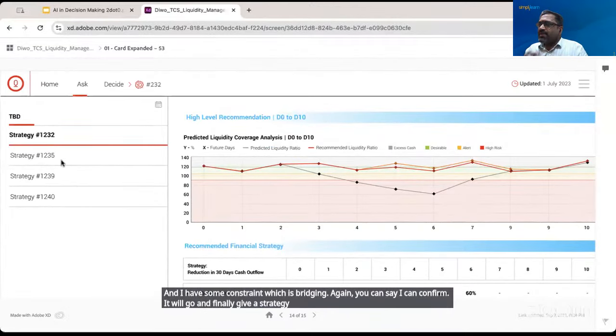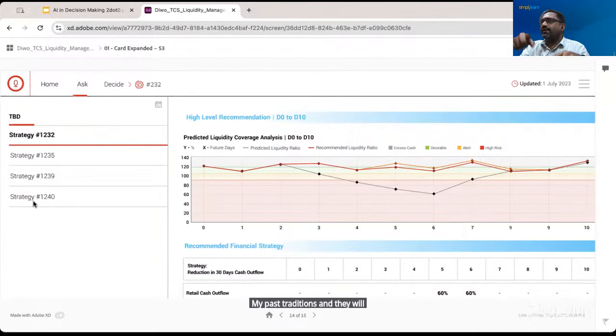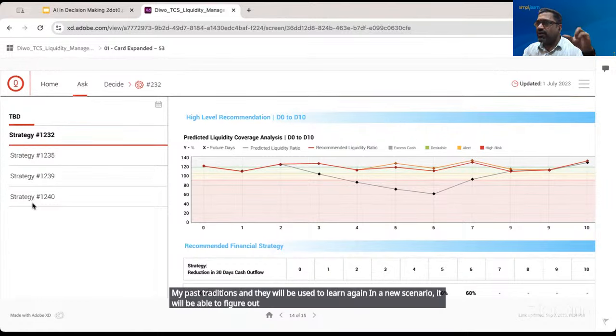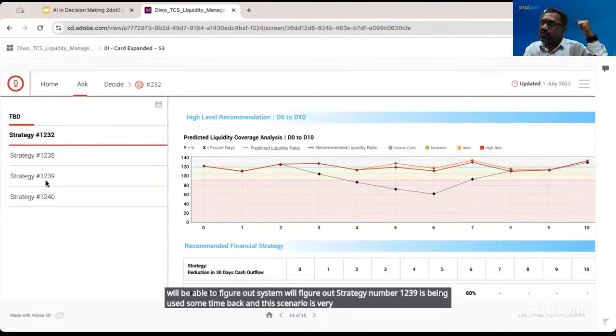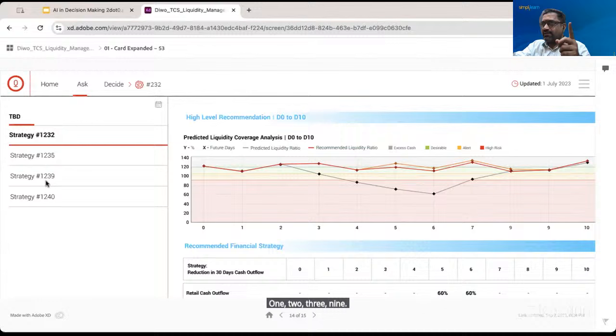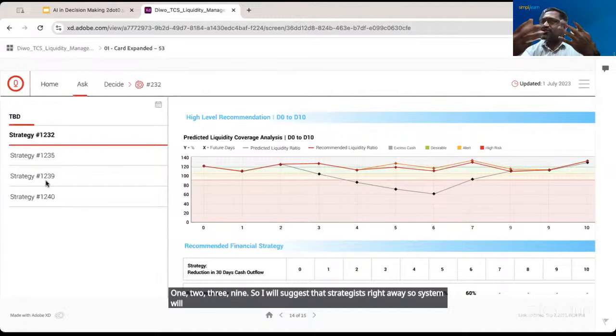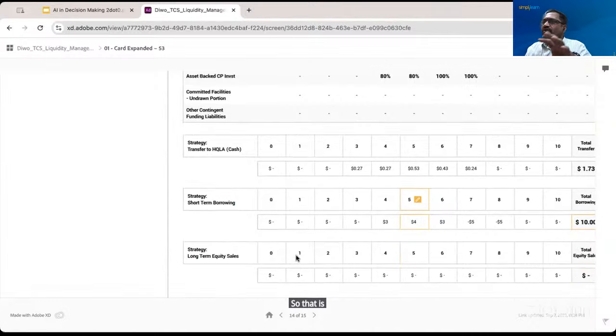So what has happened here is that, as a decision maker, I took different strategies. Every strategy has been stored, my past decisions, and they will be used to learn again. In a new scenario, the system will figure out that strategy number 1239 was used some time back, and this scenario is very similar to that 1239. So I will suggest that strategy straight away. So the system will learn and suggest better suggestions over a period of time. That is an example of overall decision making.